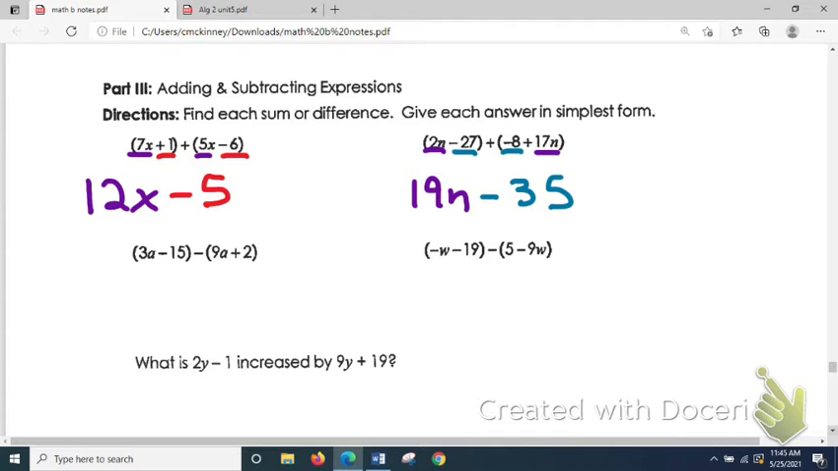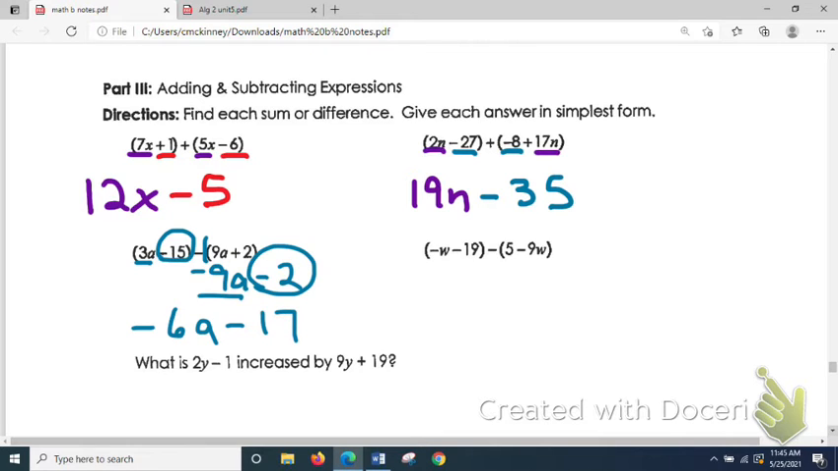Now, if it is subtraction, remember we can treat that as if we are distributing one there, a -1, so that this becomes -9i, and it also becomes -2. Then the 3a and the -9a, I think I said i before, sorry about that, is -6a, and the -15 and the -2, -17.